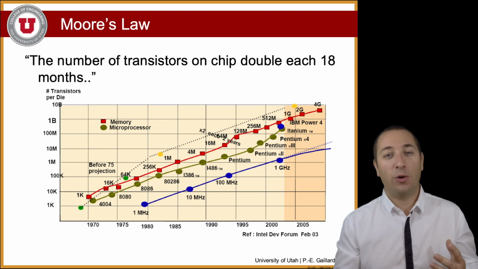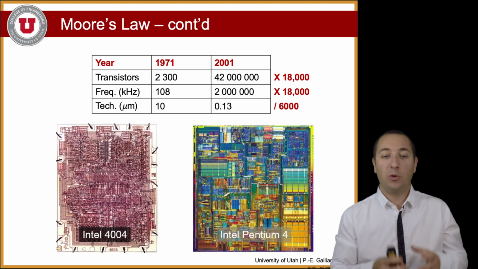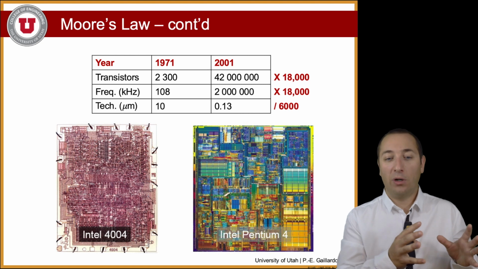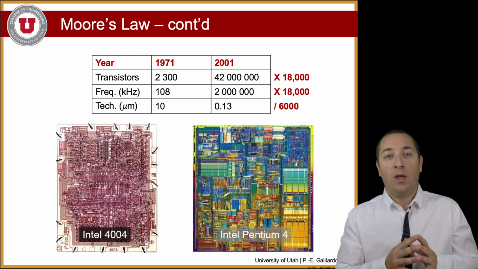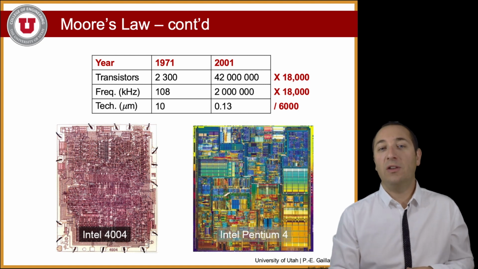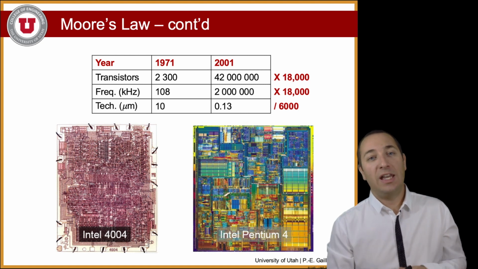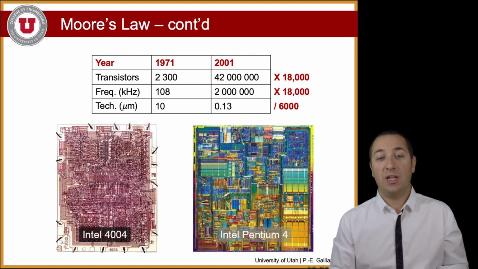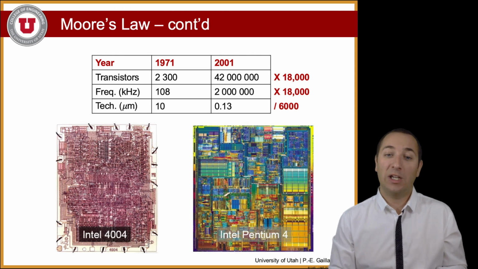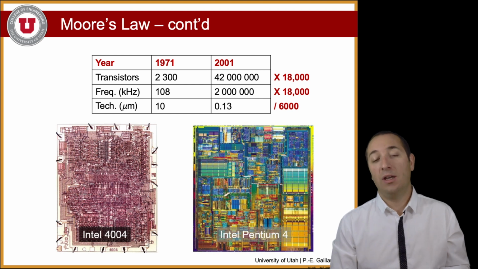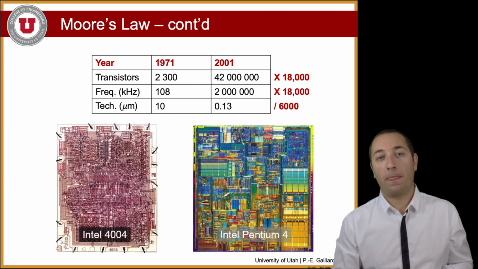Now, to help you grasp better what is going on here, I'd like now to show you again the difference between the Intel 4004 and the Intel Pentium 4. They were spaced by 30 years, and as you can see, if you look at transistors, frequency, and technology nodes, you can see an 18,000x increase in the number of transistors, 18,000x increase in the frequency, and a 6,000x reduction in minimum dimensions, which is truly remarkable.